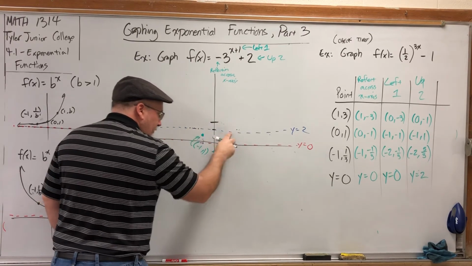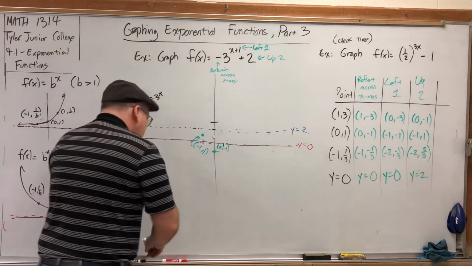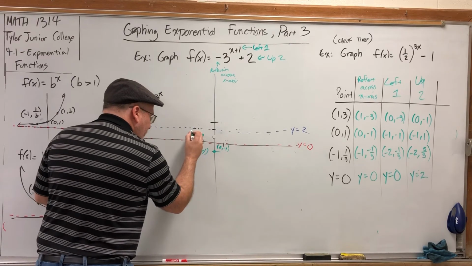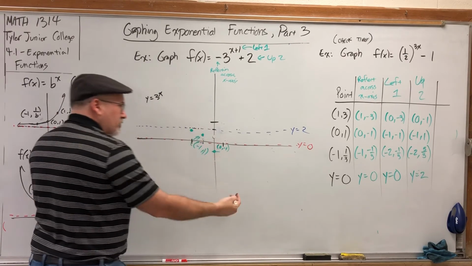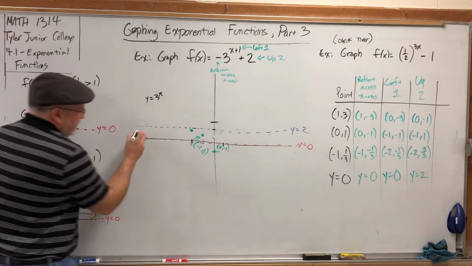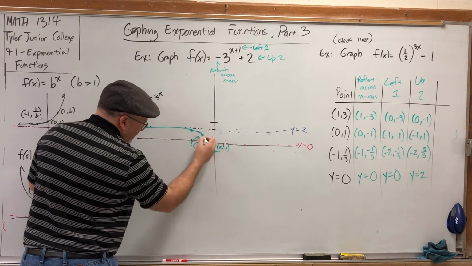All right. So -2, 5/3 is back 2 and almost up to the horizontal asymptote, which makes sense because we're supposed to approach the horizontal asymptote on the left side of this graph. And so if we reconnect, you get something that looks like this.